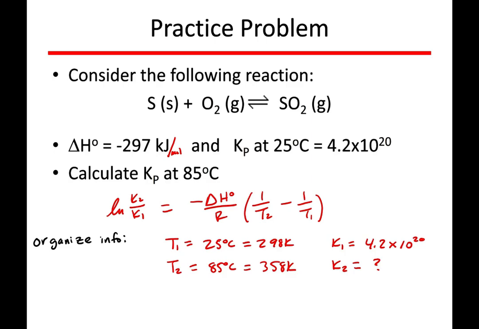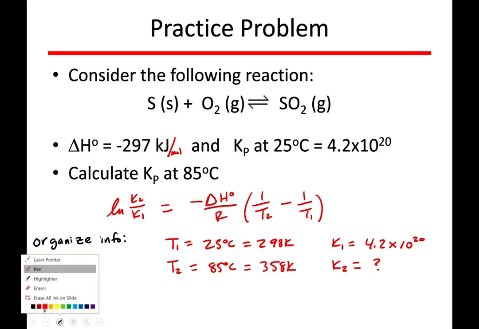One thing that I'll tell you here is that it doesn't matter how you index as long as you're consistent. So you could have also said that T2 is 298 Kelvin and K2 is 4.2 times 10 to the 20th, and then T1 would be 358 Kelvin and K1 would be the question mark. You'd also get the right answer. You just have to be consistent with the indexing. You have to make sure that you put 298 K with the equilibrium constant with that temperature, 4.2 times 10 to the 20th. You have to put 358 K with the question mark, because that was the unknown.